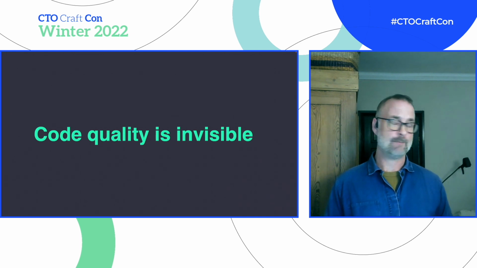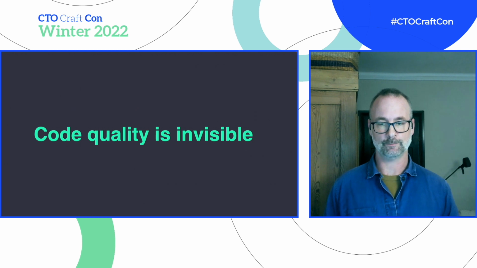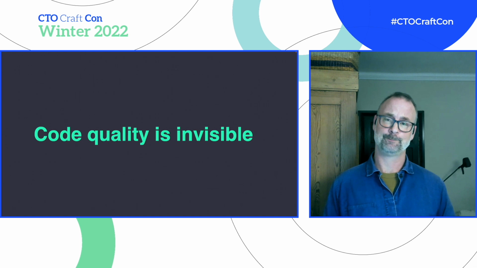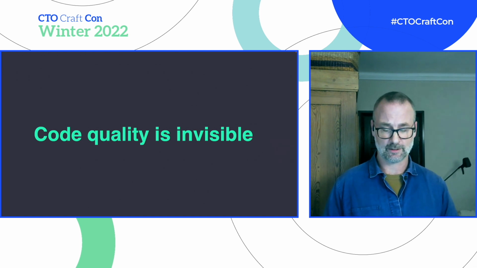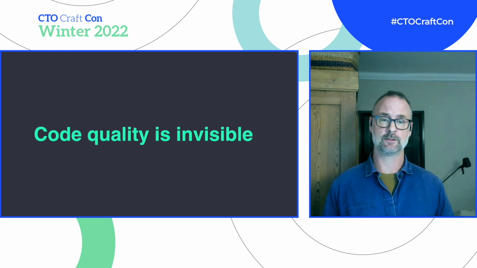Lastly, code quality is invisible. We can't point at it. We can't show it to people. We and our engineering teams experience it, and people in the wider company and our customers are impacted by it. But it's not something we can point at, and it makes it hard to talk about.